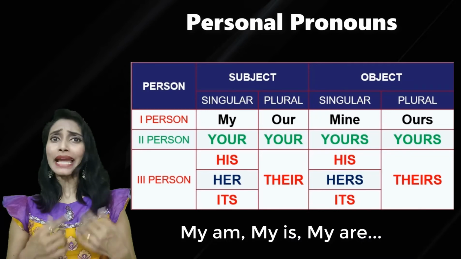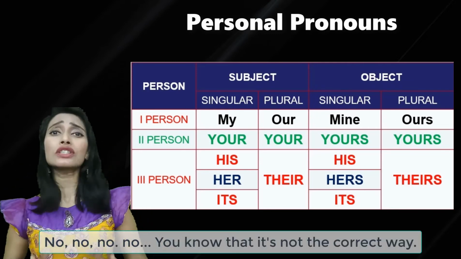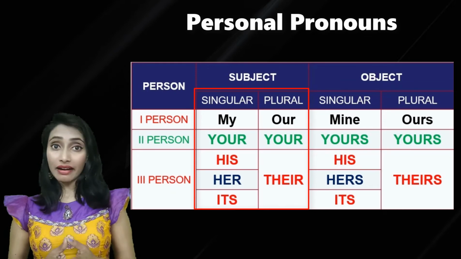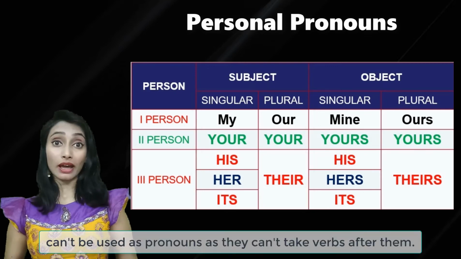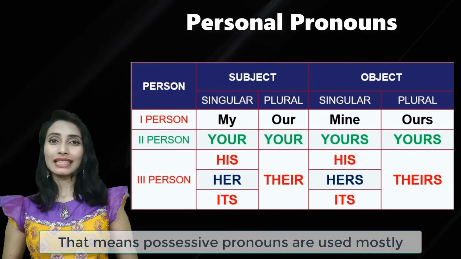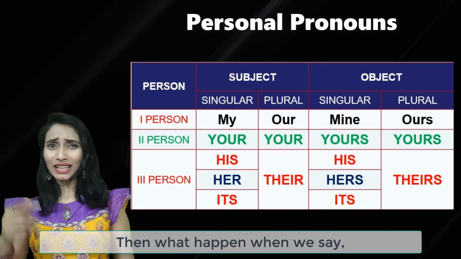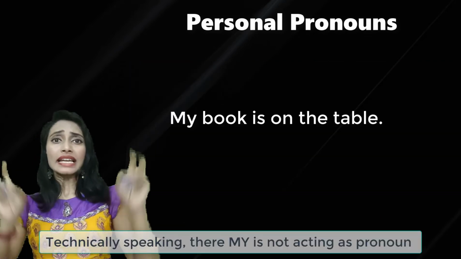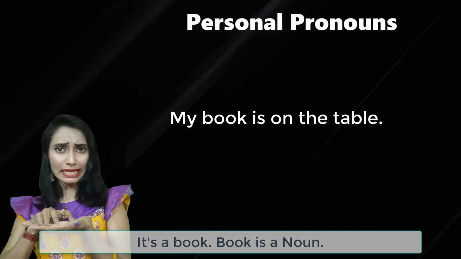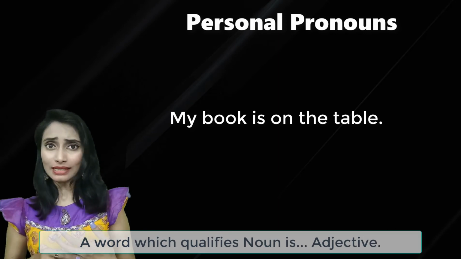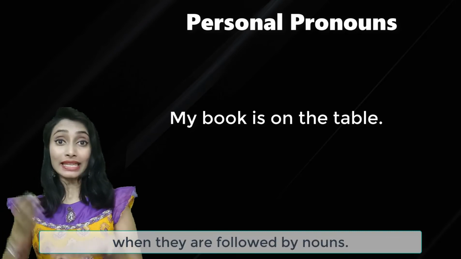But can you say my am, my is, my are? No. You know that it's not the correct way. So my, your, his, her, its, their cannot be used as pronouns because they cannot take verbs after them. That means possessive pronouns are used mostly in objective case but not subjective case. Then what happens when we say my book is on the table? Technically speaking, my is not acting as a pronoun. See what is there after my? It's a book. Book is a noun. A word which qualifies a noun is, there we go, adjective. So technically speaking, grammatically, these words become adjectives when they are followed by nouns.